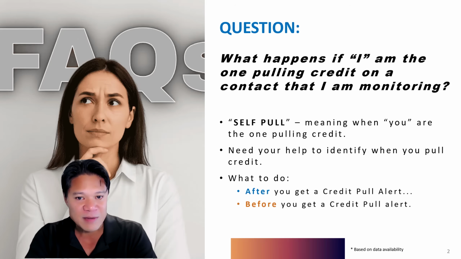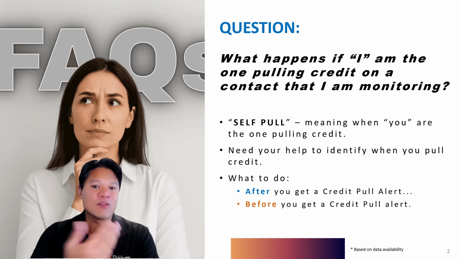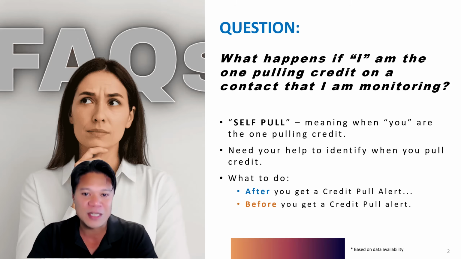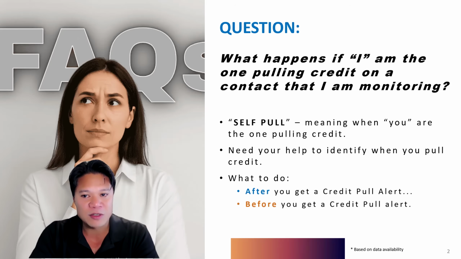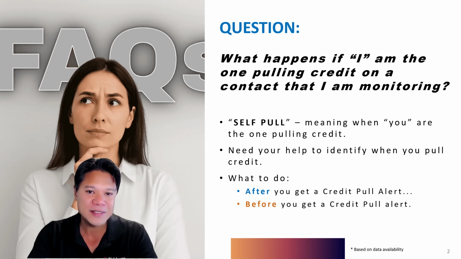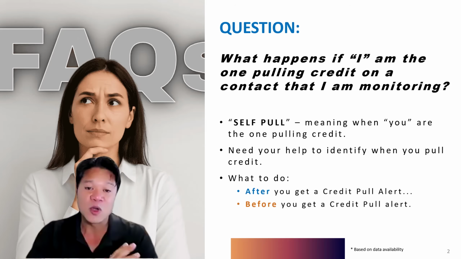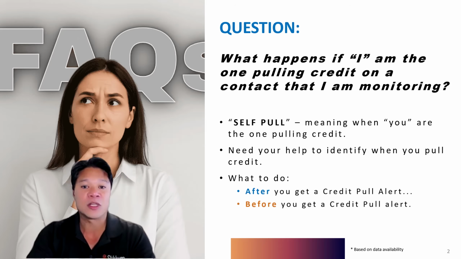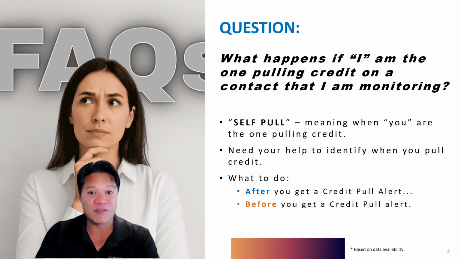But if we're monitoring your database, hopefully more and more of those customers are coming to you directly. And now the question is, what if I'm the person that's pulling credit on a contact that Stikkum is also monitoring? What happens then? The system technically is going to produce an alert if that situation happens, because it's not disclosed to us who is the person pulling credit. But have no fear. We call that a self pull, right? That means when you yourself are pulling credit.